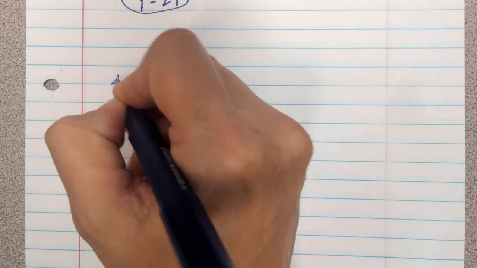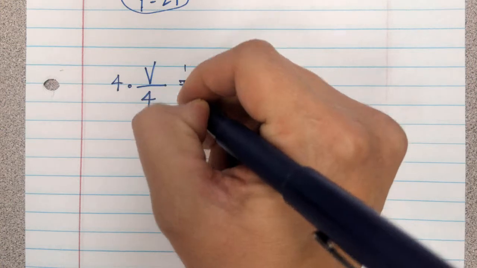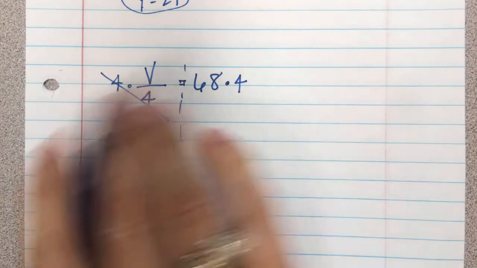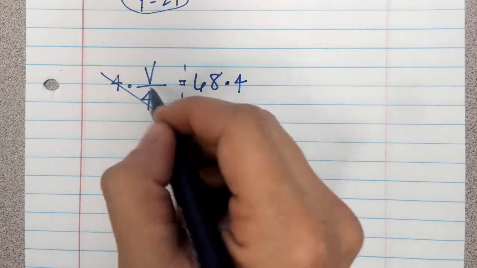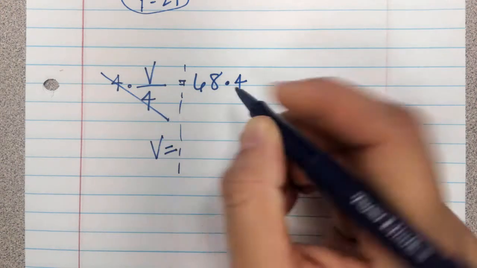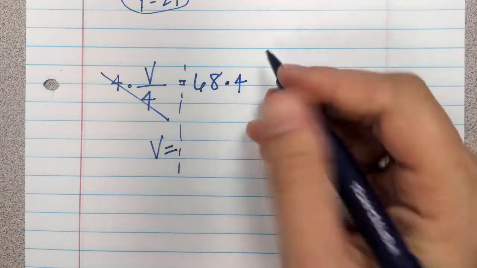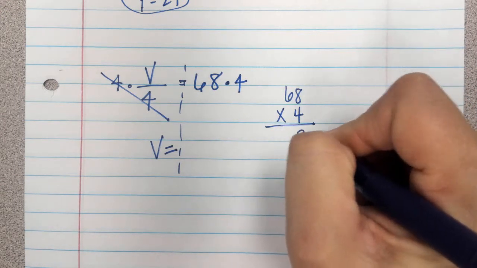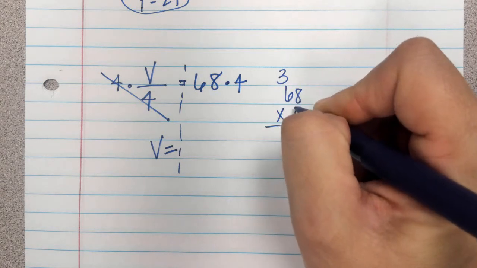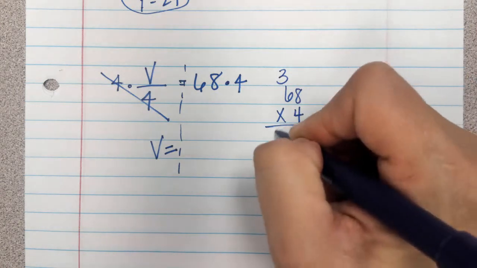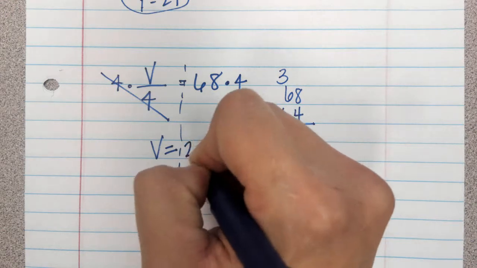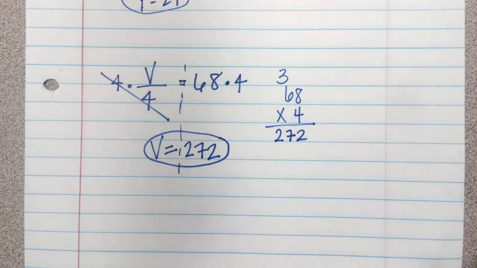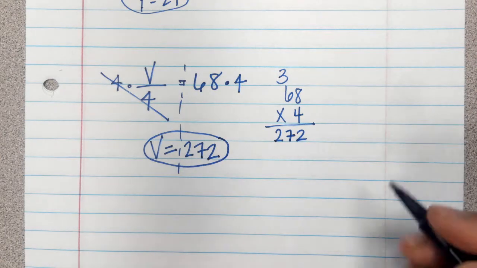So you're going to multiply both sides of the equation. Again, imaginary wall. What you do to one side, you have to do to the other. You have to balance it out. So now I'm left with v equals, and I take 68 times 4. 8 times 4 is 32. 6 times 4 is 24, plus 3 is 27. So v equals 272.